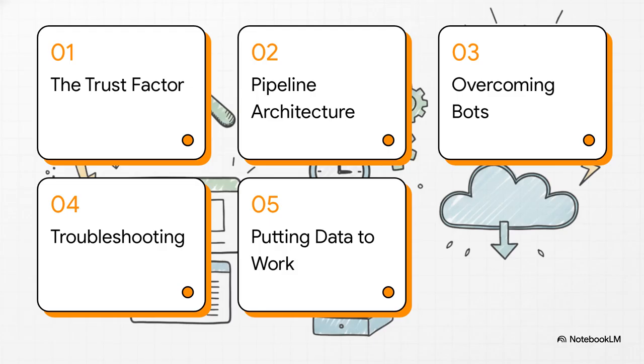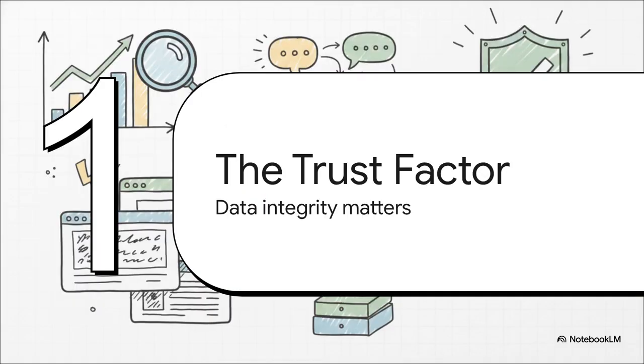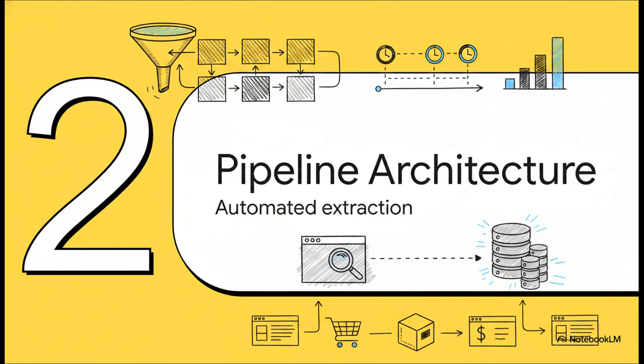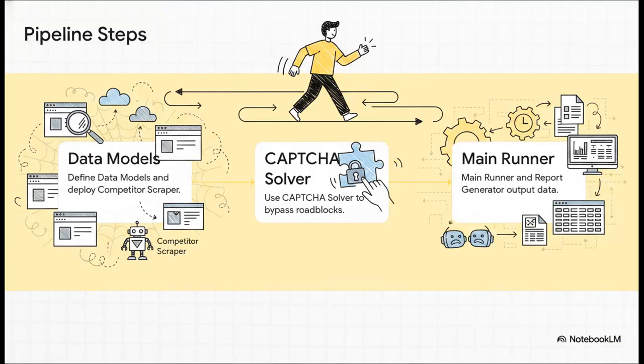To solve this, we're going to take a structured journey through the CAPTCHA AI source material today. We'll hit 5 key areas: the trust factor, pipeline architecture, overcoming bots, troubleshooting, and finally, putting data to work. So, kicking things off with Section 1, the trust factor. And that leads us directly into Section 2, pipeline architecture. Let's look at how this builds.